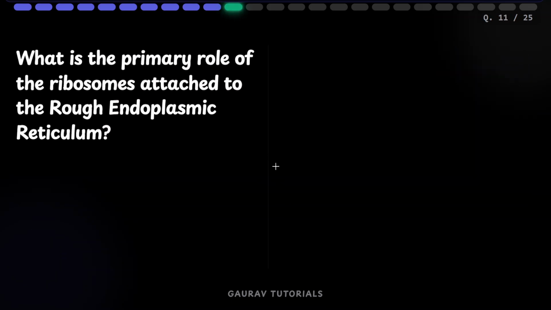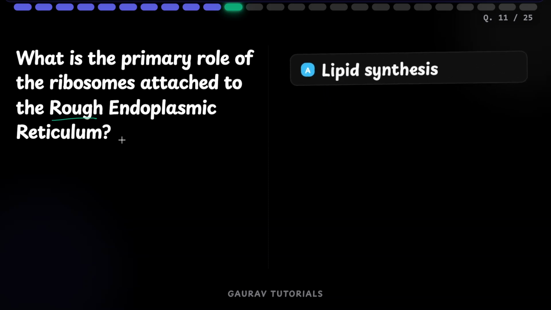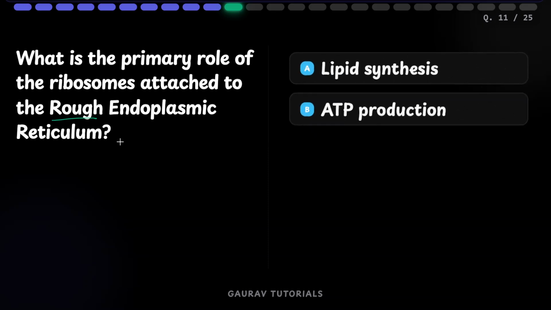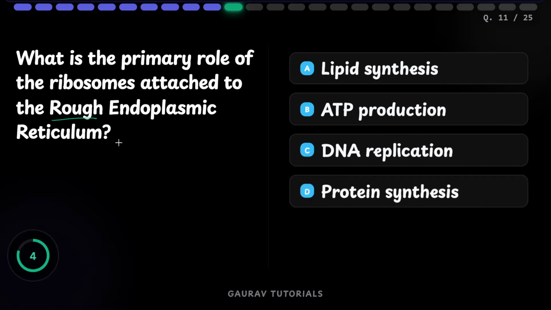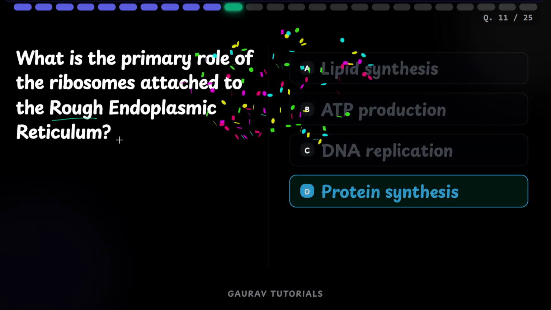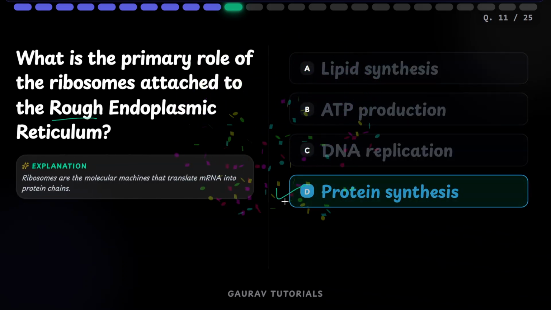Question number 11. What is the primary role of the ribosomes attached to the endoplasmic reticulum? That is RER. Option A, lipid synthesis. Option B, ATP production. Option C, DNA replication. And option D, protein synthesis. And the correct answer is option D, protein synthesis.